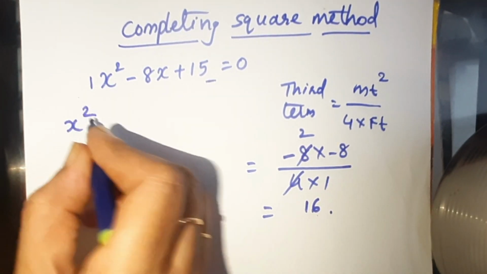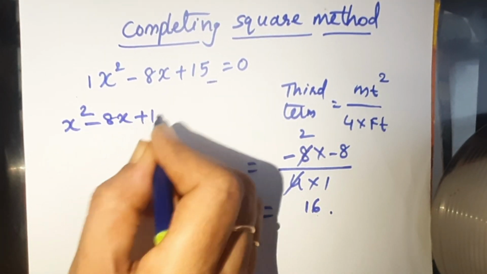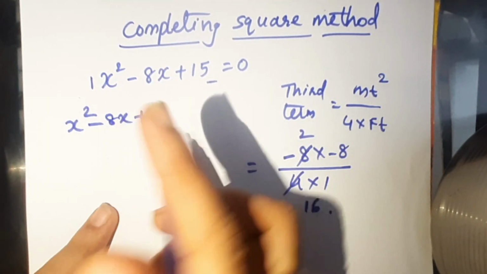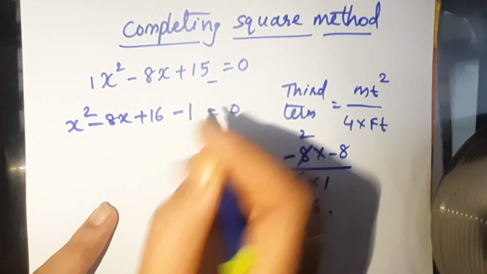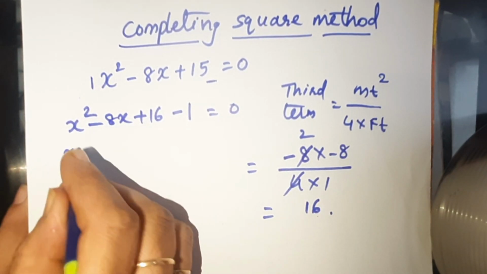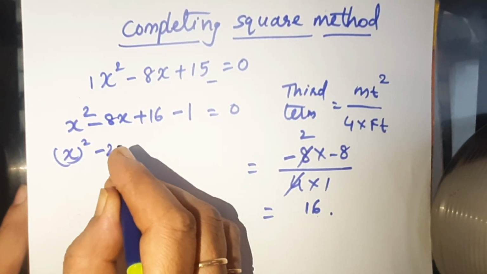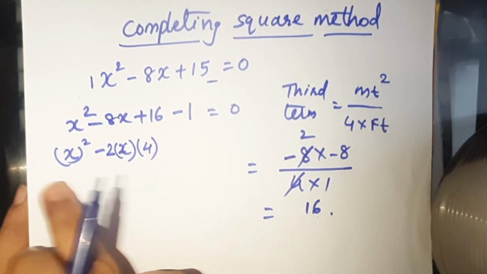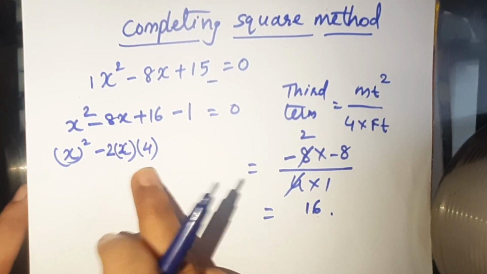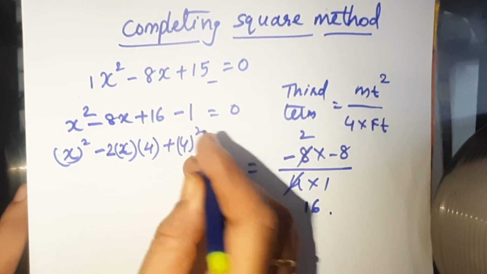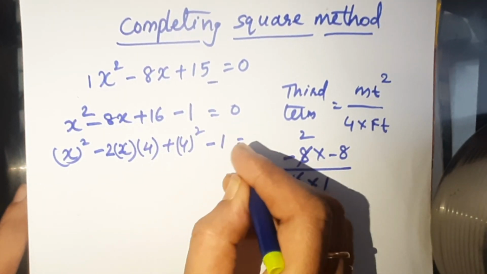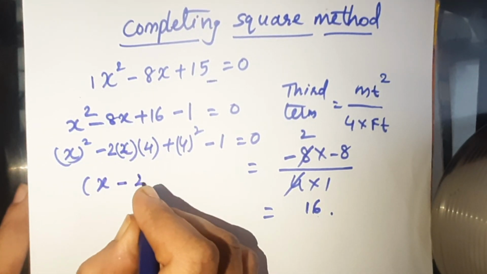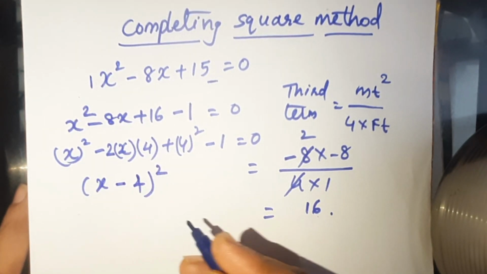Suppose I am completing the square, x square minus 8x plus 16, as I got the third term as 16. But in the question it is given as 15. So I need to subtract 1 to complete the square. Here you can see a square, 2ab, and 16 is 4 square. So I am completing this in the square form, a square 2ab plus b square, and leaving this one as it is. So this whole term got converted into x minus 4 whole square.